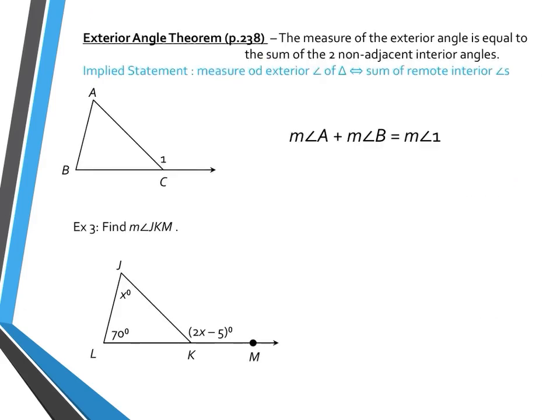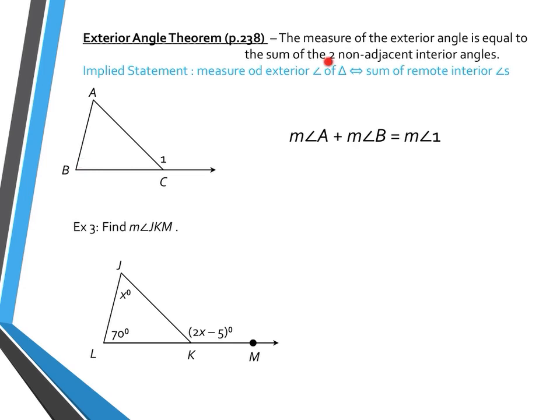All right, so now let's discuss our second theorem of 5.1. We have the exterior angle theorem. The exterior angle theorem says that the measure of the exterior angle is equal to the sum of the two non-adjacent interior angles. So here is our exterior angle, we'll call it angle 1. And this theorem is saying that this angle 1 is equal to adding angle A plus angle B.